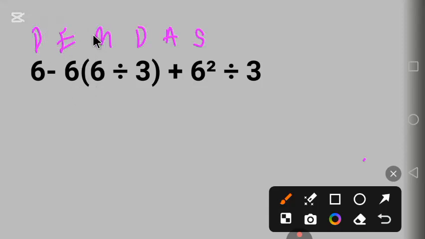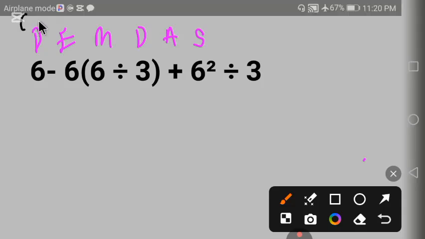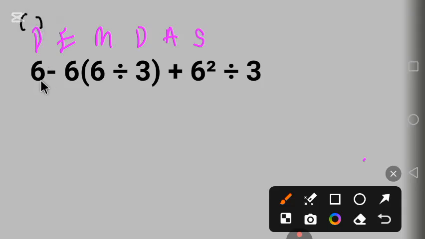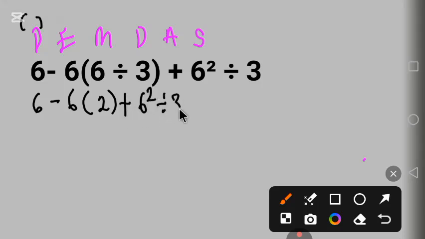Using this PEMDAS, P stands for parenthesis, and this is the parenthesis, 6 divided by 3. So we'll solve that one first. We have 6 minus 6, parenthesis 6 divided by 3 is 2, plus 6 square divided by 3.